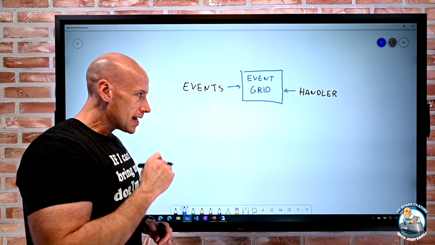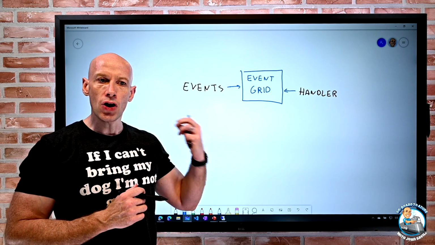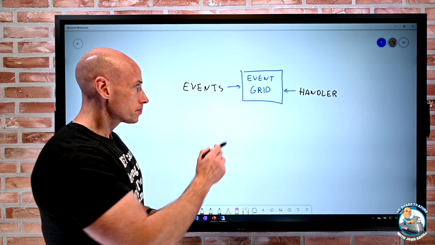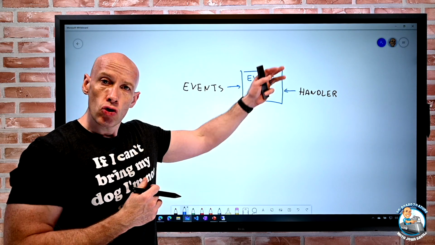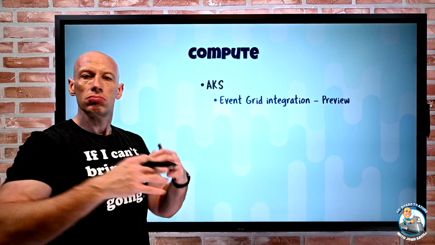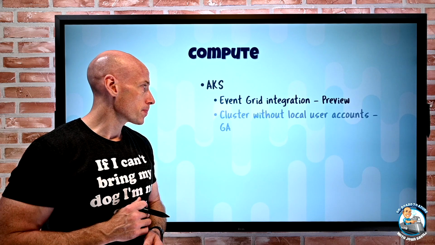So what this is saying is now for AKS, if there's a new Kubernetes version available, if there's a new node image available, Event Grid can now take that event and then trigger whatever handlers I configure to go and act on that in some way. Again, a webhook, function, whatever I want to do.